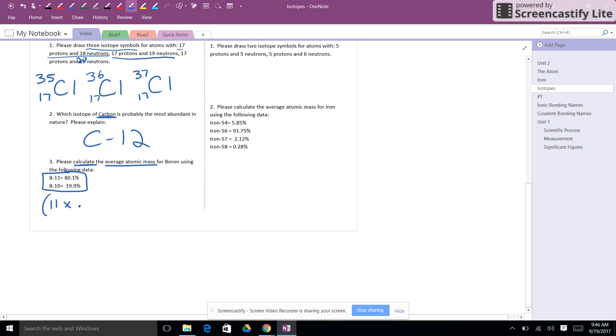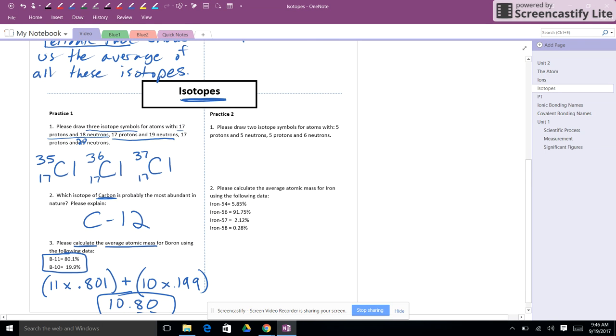So we're going to do 11 times 0.801, and then we're going to add that to the other isotope of boron, boron 10. So 10 times 0.199. So we're going to calculate this, and when you multiply 11 by 0.801, you get 8.811. When you multiply 10 by 0.199, you get 1.99. And we add those two values, and we get about 10.80. And we're just going to go to the hundredths place here. I don't want us to think about sig figs for now.